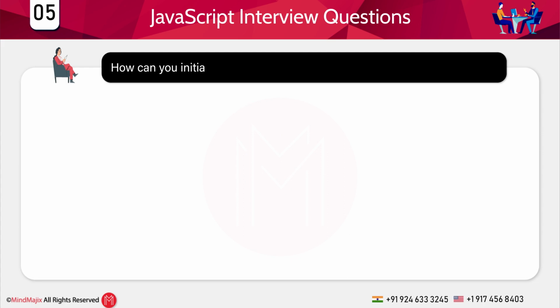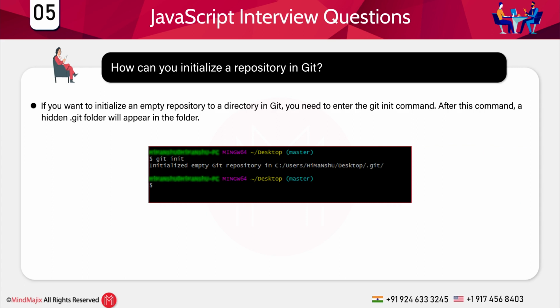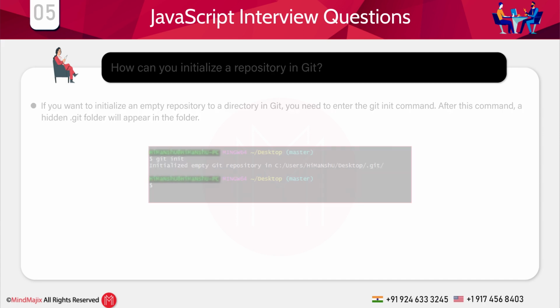How can you initialize a repository in Git? If you want to initialize an empty repository in a directory, you need to enter the command git init on the command line. After this command, a hidden .git folder will be created inside your folder. So whenever we want to deploy our project on GitHub, we first have to run the command git init so that the Git repository is created inside our folder.